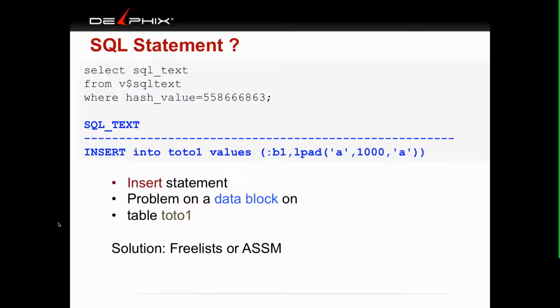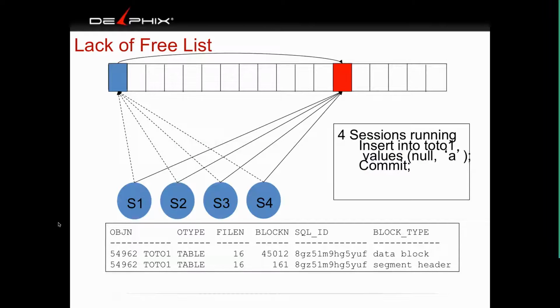We know it's an insert statement, we know it's on a data block, and we know it's a table, and the table's named Toto. The problem, and I'll explain it in the graphic in the next slide, is that we either are missing free lists or we're not in ASSM, which is automatic segment space management. What happens when we don't have free lists? If we have multiple sessions inserting, they come into a table, they look at the header block, and there's a pointer to the free space. Well, all those sessions will go to the same block. And they'll all try to insert in the same block at the same time. Only one session can modify the block at any point in time, so the others have to wait. That's a buffer busy wait.